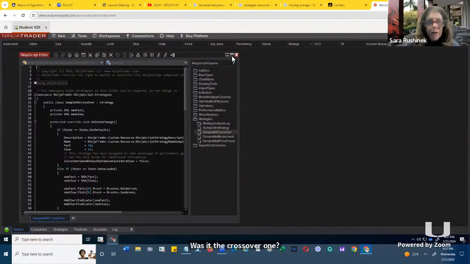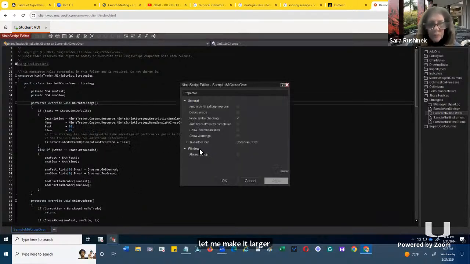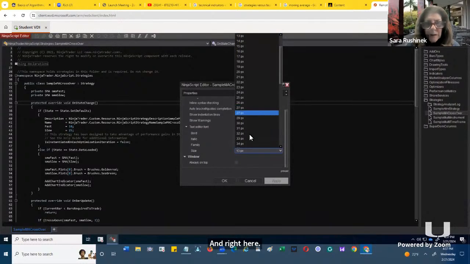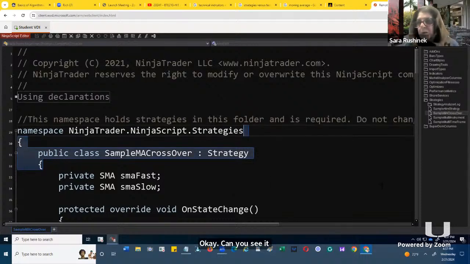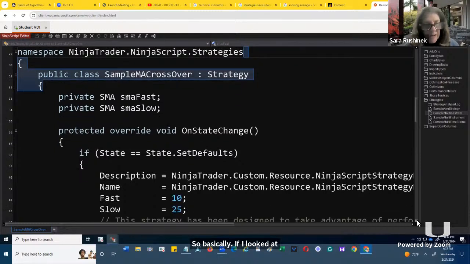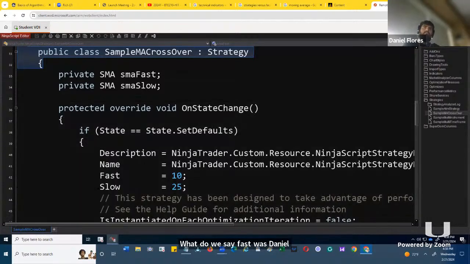And if I use sample MA crossover, this is so small, so let me make it larger. Okay, can you see it? So basically, if I looked at this, this is the code. Remember we talked about source code? This is the source code. We didn't write it, it develops it, but look at right here. What did we say fast was, Daniel? The 10. And slow is 25.